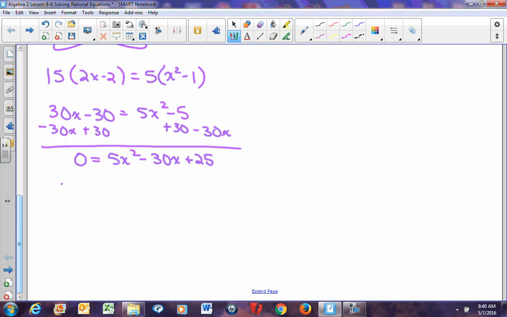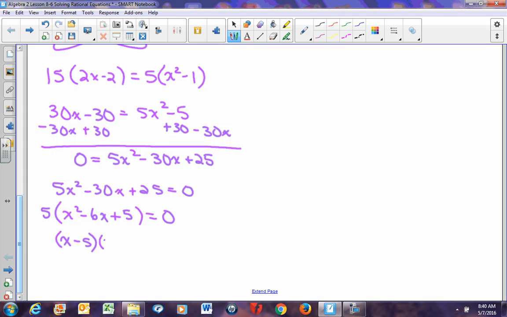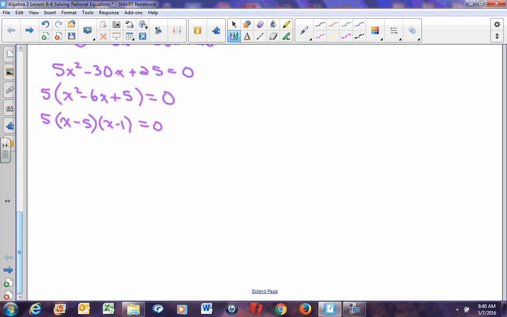So now I have 5x squared minus 30x plus 25 equals 0. So I'm going to factor this out. I'm going to take a 5 out, and I get x squared minus 6x plus 5 equals 0. So that will factor to 5 times (x minus 5) times (x minus 1). To solve this, set each part equal to 0. Since 5 doesn't equal 0, I can ignore that part. So I have x minus 5 equals 0 and x minus 1 equals 0. So therefore, x can equal 5 or x can equal 1.